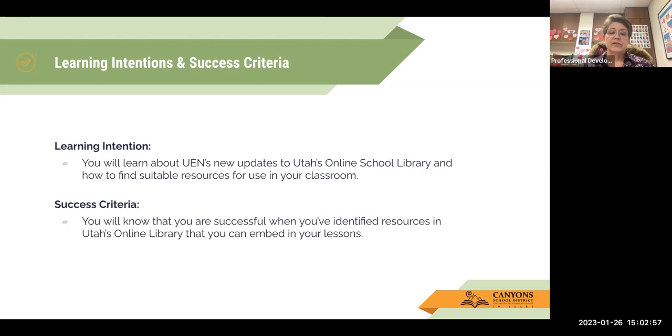The success criteria include: you will know that you're successful when you've identified resources in Utah's online library that you can vet in your lessons. There's so many great resources that are available through UEN that I'm hoping you'll find at least one and possibly multiple.